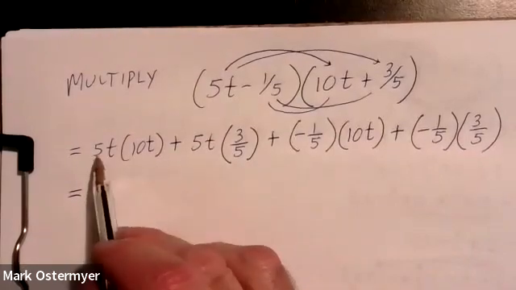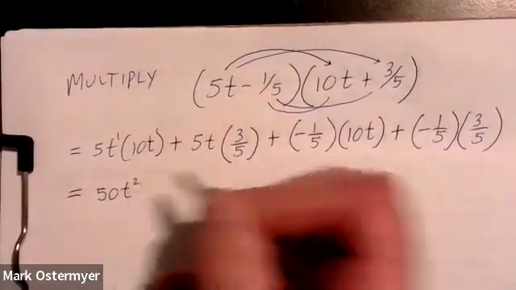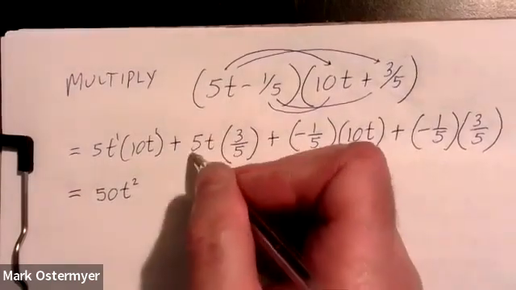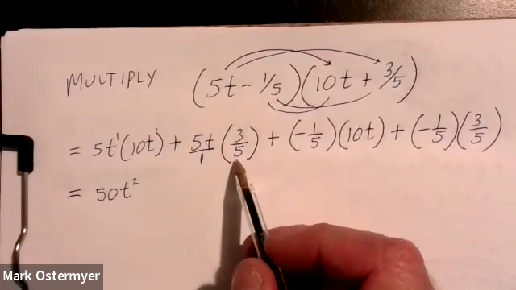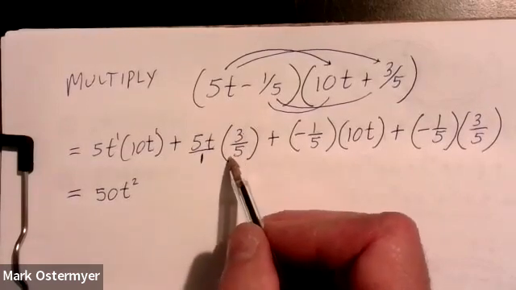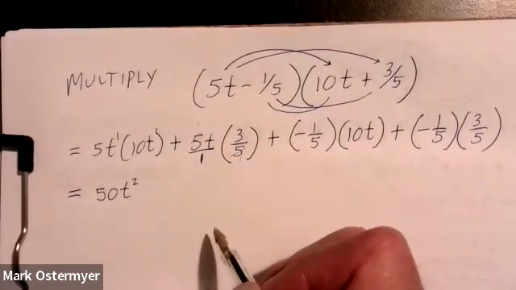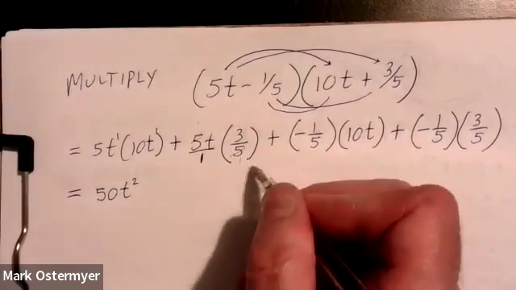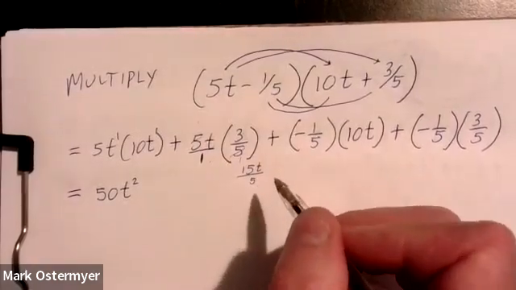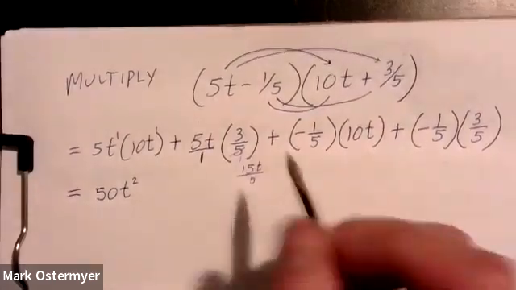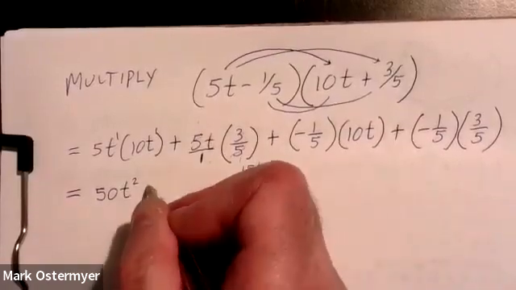5t multiplied by 10t, 5 times 10 is 50, and t to the 1st power times t to the 1st power is t to the 2nd power. 5t times 3/5, this all sits over 1, understood. 5t over 1 times 3 over 5. If you're into cross canceling, you can see that the 5s cross reduce out to 1s, and you'll be left with 3t. If you're not into cross canceling, 5t times 3 would be 15t over 1 times 5 is 5, but either way you cut it, slice it, or dice it, this is going to reduce down to 3t anyway. So whether you cross cancel to get 3t or multiply across first then reduce, this is going to be a plus 3t.